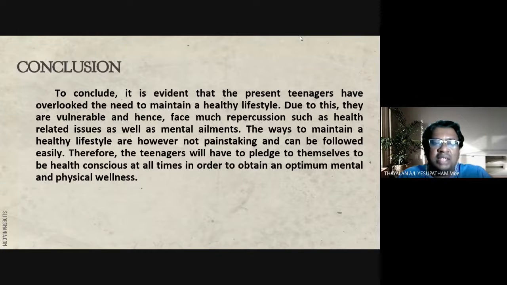The ways to maintain a healthy lifestyle are, however, not painstaking and can be followed easily. Therefore, the teenagers will have to pledge to themselves to be health conscious at all times in order to obtain an optimum mental and physical wellness.